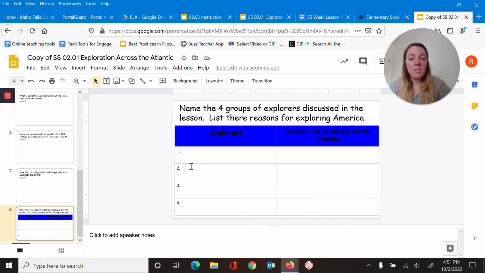Then your last piece is this chart. It says, name the 4 groups of explorers discussed in the lesson. List their reasons for exploring America. Hopefully you're watching this video. We have the Vikings that we learned about, the French, the Dutch, and the Swedish. Those are the 4 groups that we learned about that came across to America. And you can go back and look at the lesson or use what you remember to give the reasons for why they came to America.